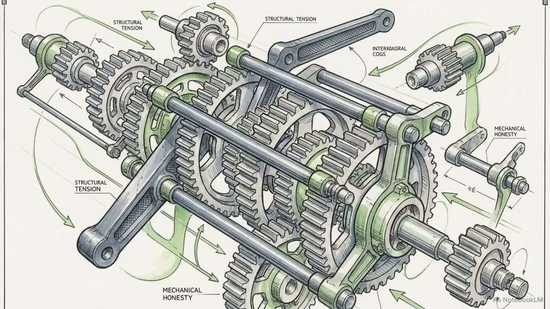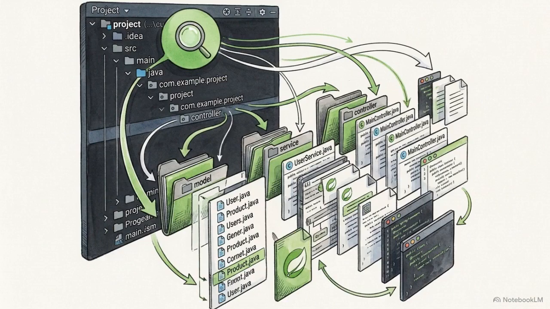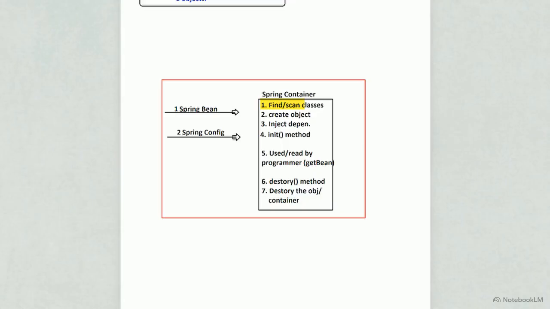The Spring container operates as a strict mechanical system. Understanding exactly how and when it executes these stages is the only way a developer can maintain architectural control over the application. Before any dependency injection can occur, the container must first figure out which classes it is supposed to manage. This brings us back to step 1 of the pipeline.